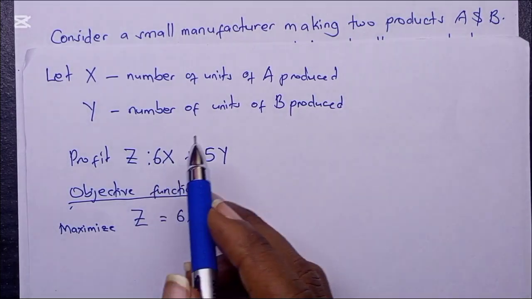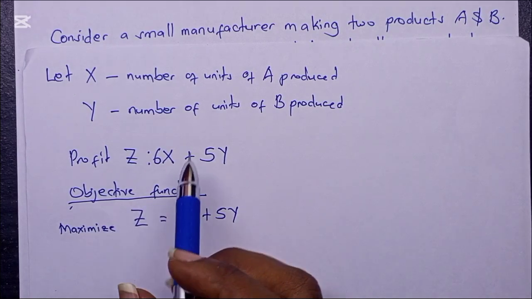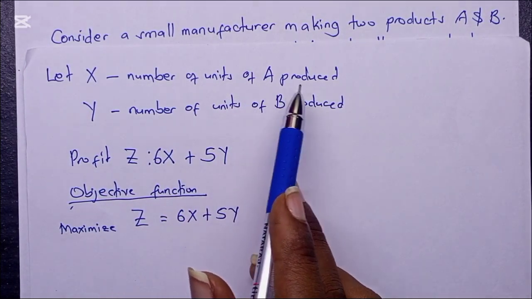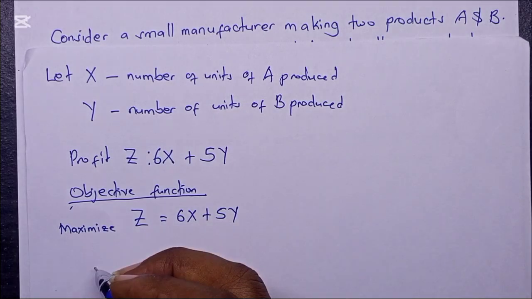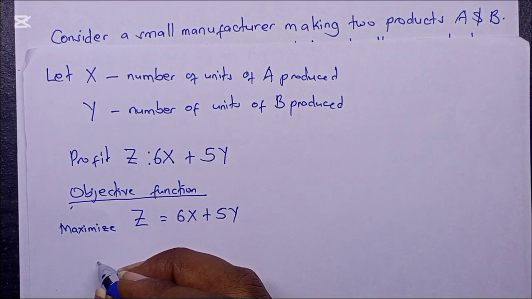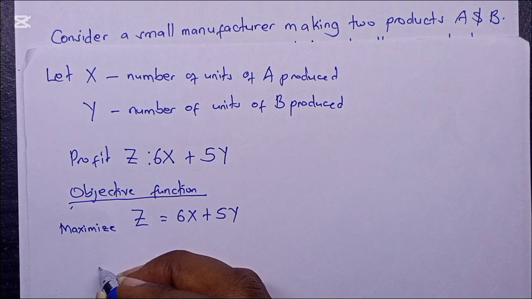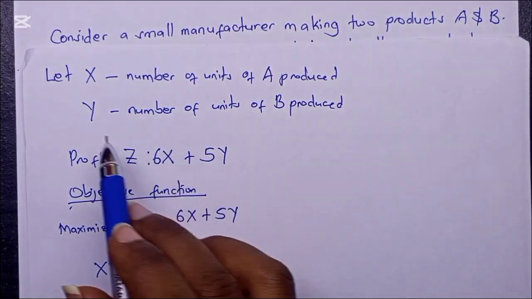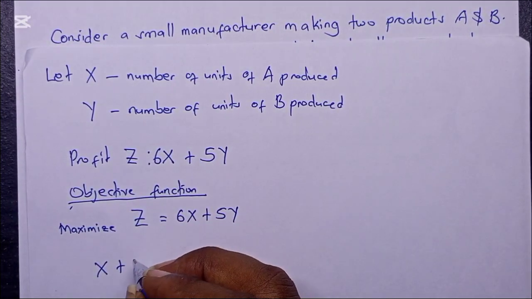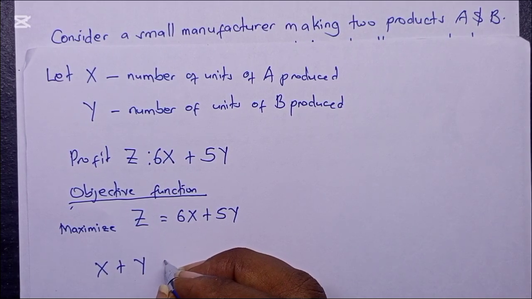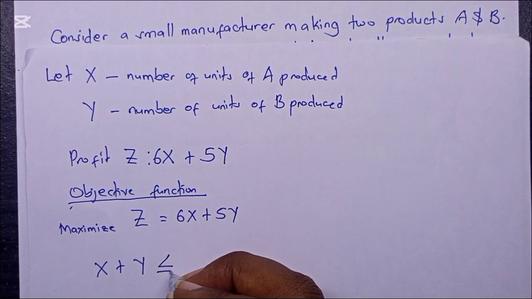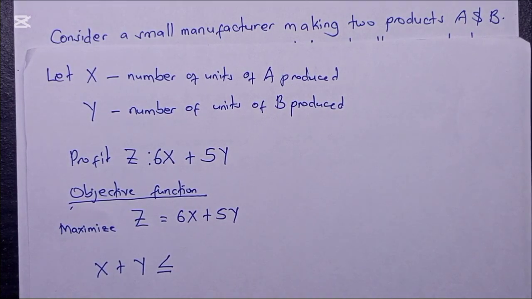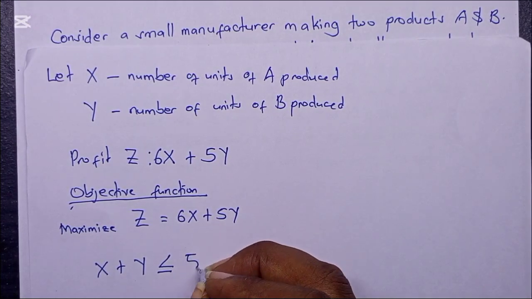So we've said that x represents units of A produced. If A requires 1 unit of resource 1, so we shall have x plus 1 unit of resource 1 for each unit of B, y, which has to be less than or equal to 5, since the total units of resource 1 available are 5.